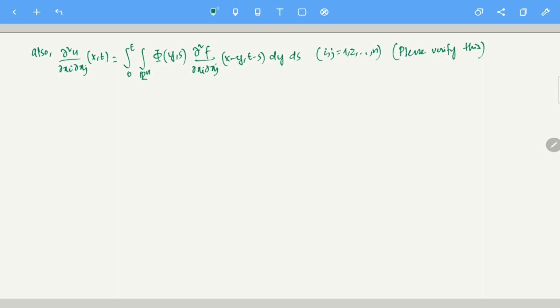Now, if this is the case, therefore what you have is u, u_{x_i x_j}, u_t, they are continuous, right?